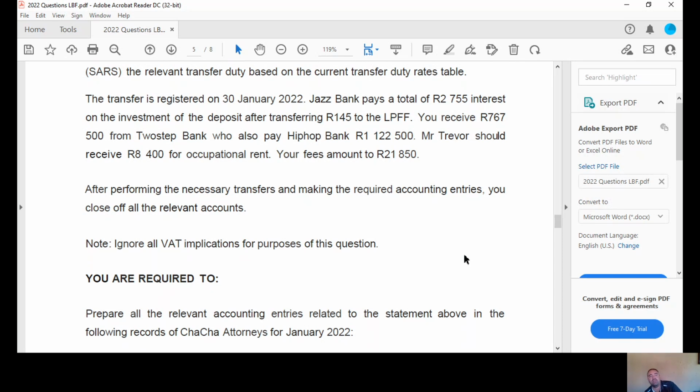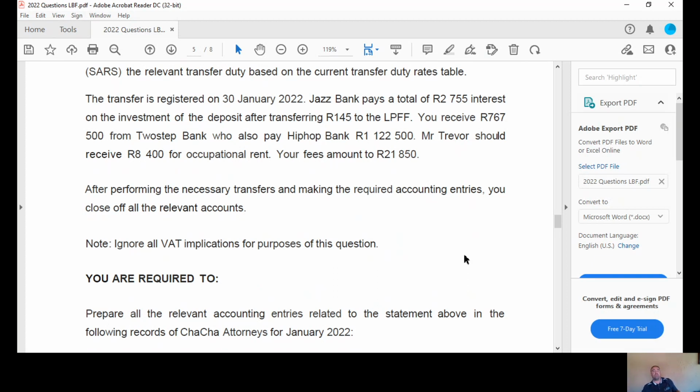So there's basically 4 transactions in that line that says after performing the necessary transfers and making the required accounting entries, you close off all the relevant accounts. So it's basically a journal from buyer to seller, a payment to seller, payment to buyer, and a trust to business transfer for your fees. And then we can ignore VAT, which is a bit of a blessing.